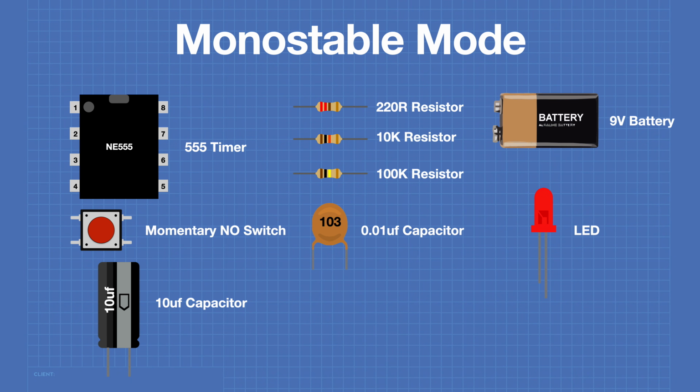For this experiment, we'll require a 555 timer, a momentary contact normally open push-button switch, a 10 microfarad capacitor, a 220 ohm resistor, a 10K resistor, and a 100K resistor, a 0.01 microfarad capacitor, an LED, and a 9-volt battery.